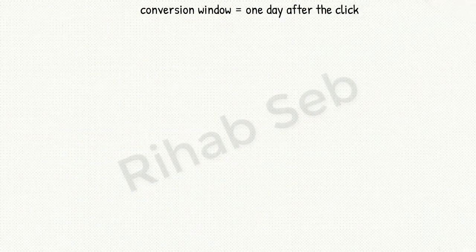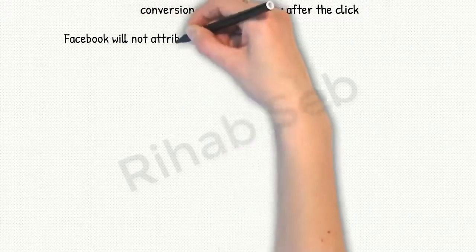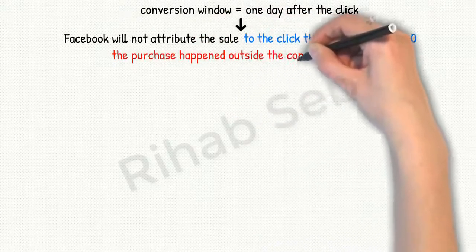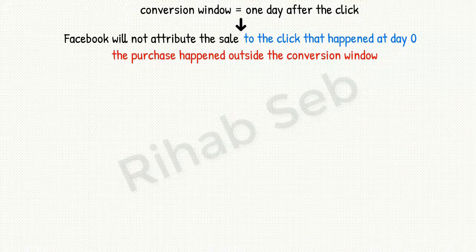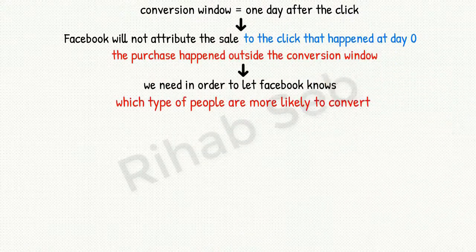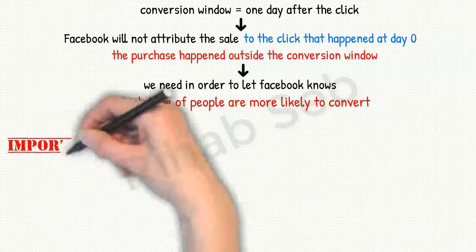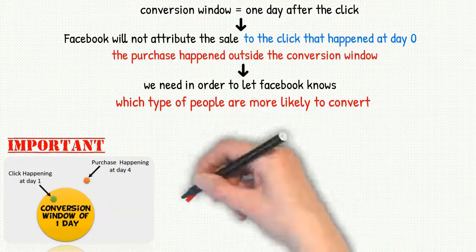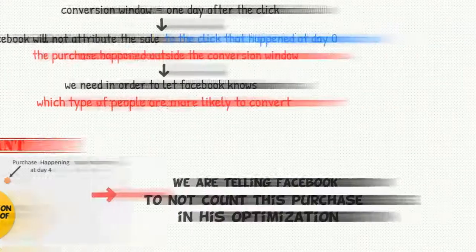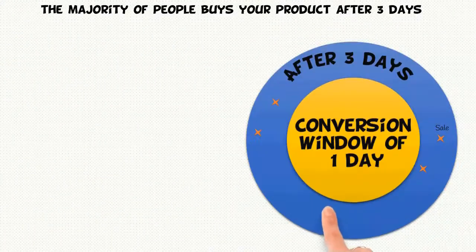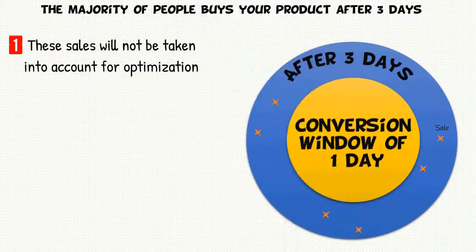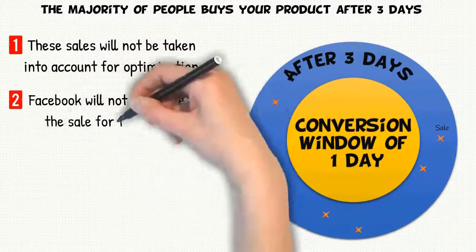Because if you choose a conversion window of 1 day after the click, then Facebook will not attribute the sale to the click that happened at day 0 because the purchase happened outside the conversion window. And this is very important data we need in order to let Facebook know which type of people are more likely to convert. So if the purchase happened after 4 days and we chose a 1-day conversion window, we are telling Facebook to not count this purchase in its optimization. So imagine that the majority of people buy your product after 3 days. All these sales will not be taken into account for optimization, and Facebook will not attribute the sale to the click.